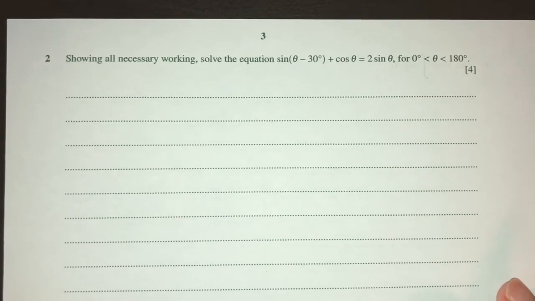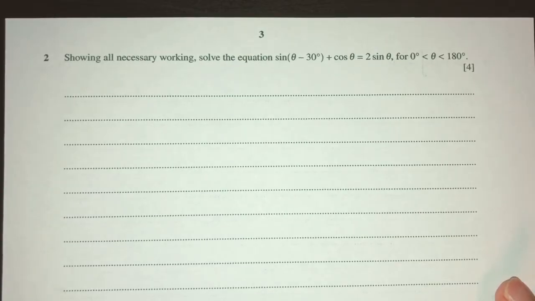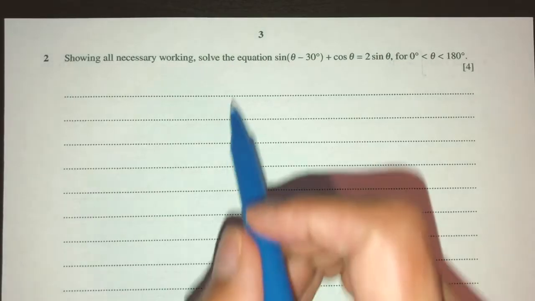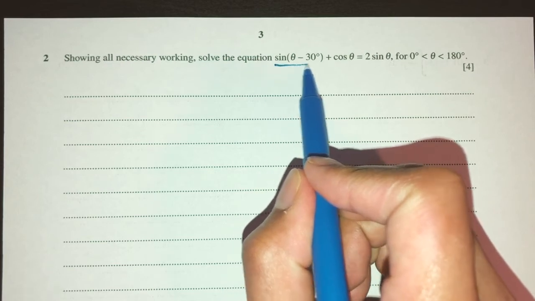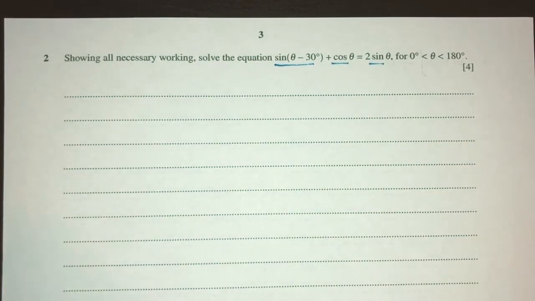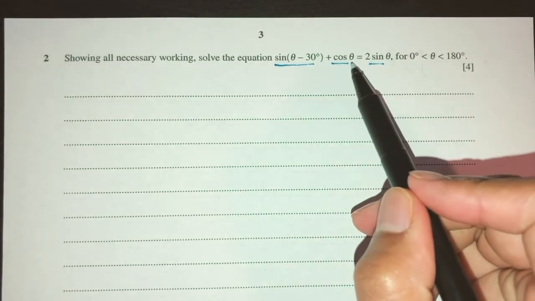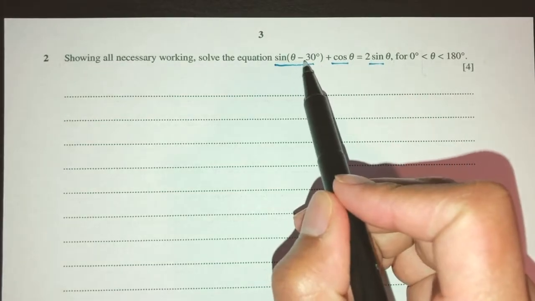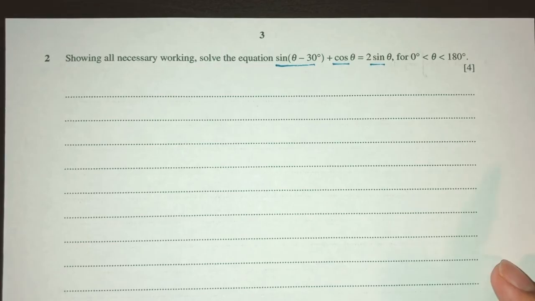Now let's move on to question number 2. Here we have to show all your work, solve the equation, this plus this equal to this. The first thing you see is that these two angles are just theta, but here we have theta minus 30, so it is not the same, so we have to simplify.